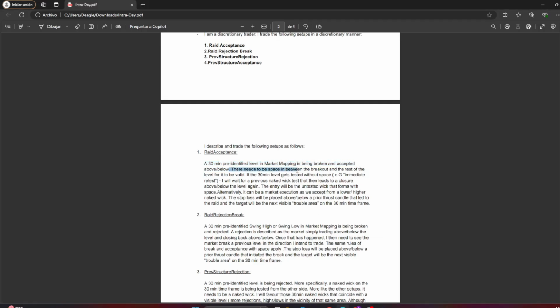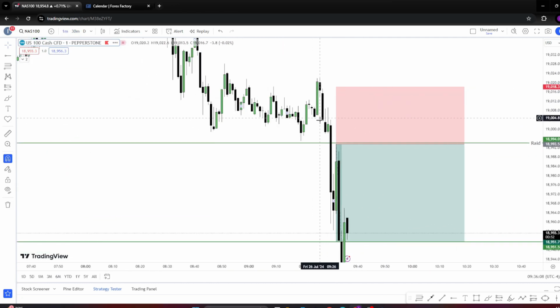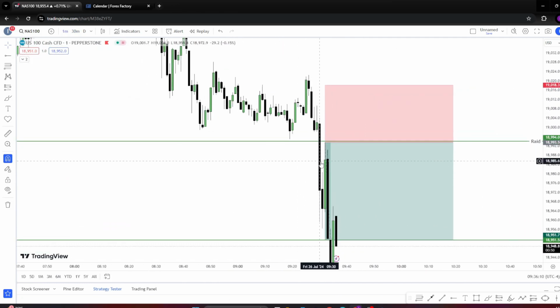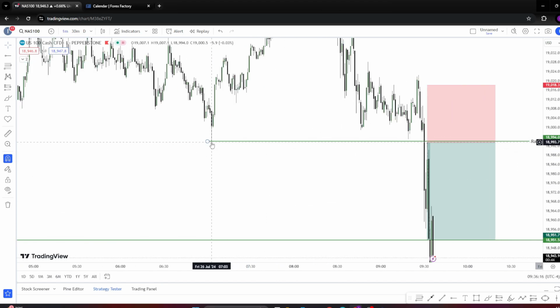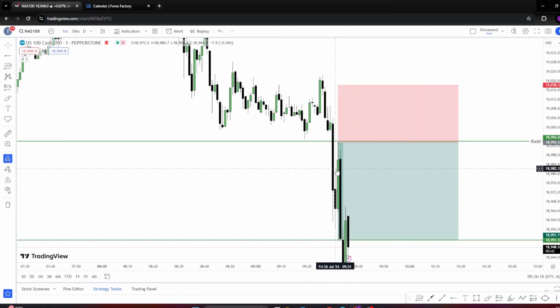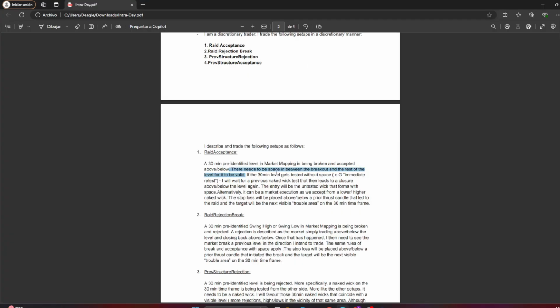Now, there needs to be space in between the breakout and the test of the level for it to be valid. Now, is there space? Well, let's investigate this. The answer is yes, because look, this is the breakout level, this big black candle, and the next candle doesn't immediately test it. You can see this low here. On the next candle, we push a little bit lower and we don't test it. So that becomes our space criteria for filled.